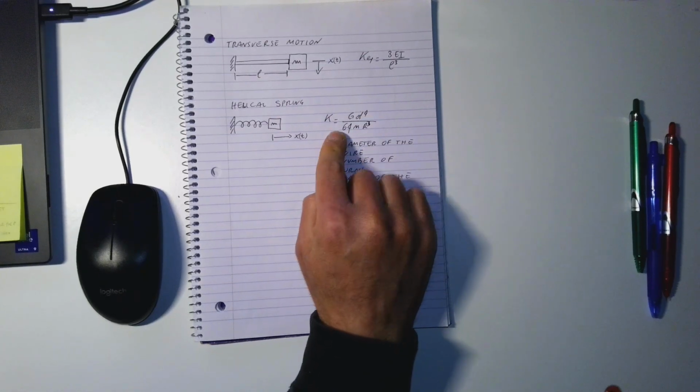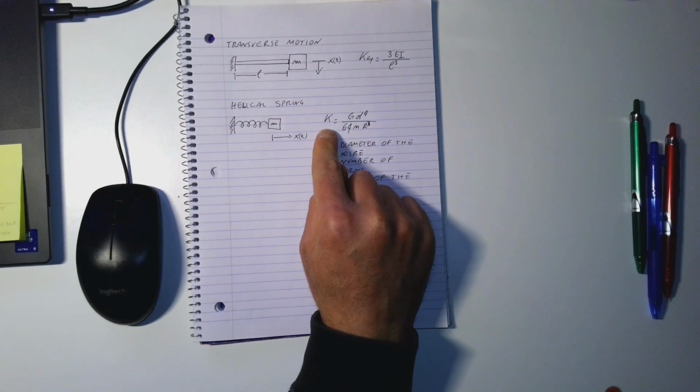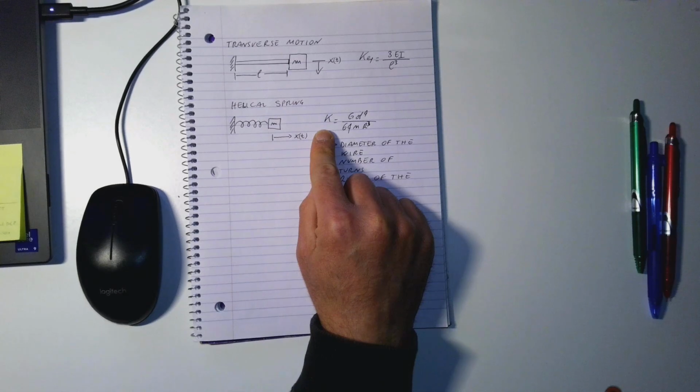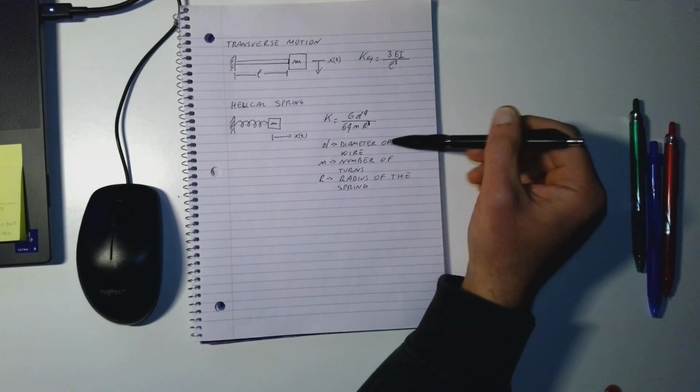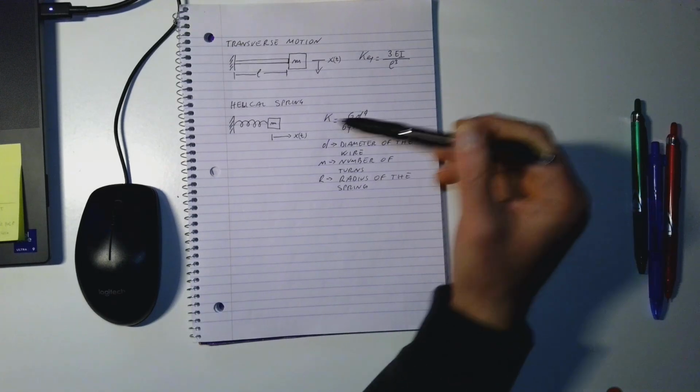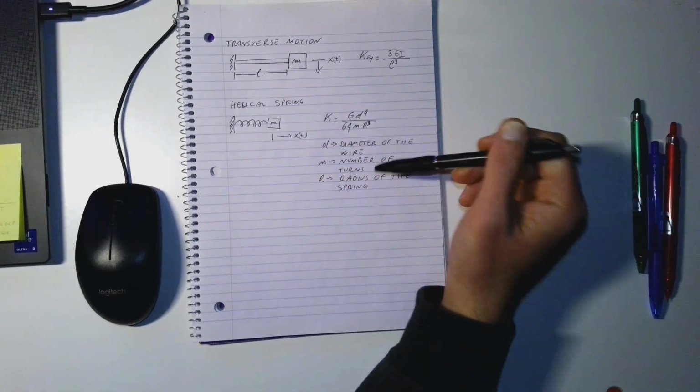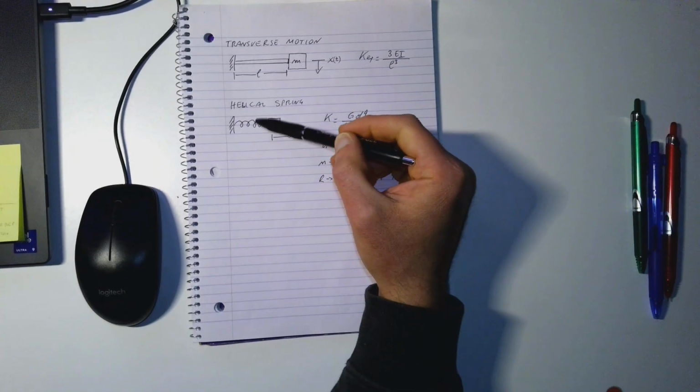So this equation basically tells us how to calculate the stiffness of the spring by knowing the material of the spring and the geometry of the spring. So here we have D, which is the diameter of the wire of the spring, N is the number of turns, and then R is the radius of the spring.